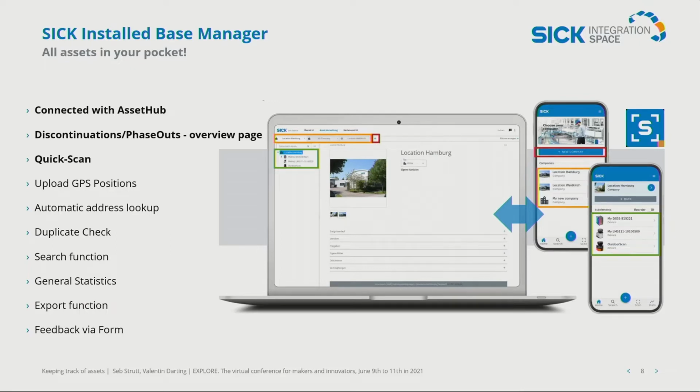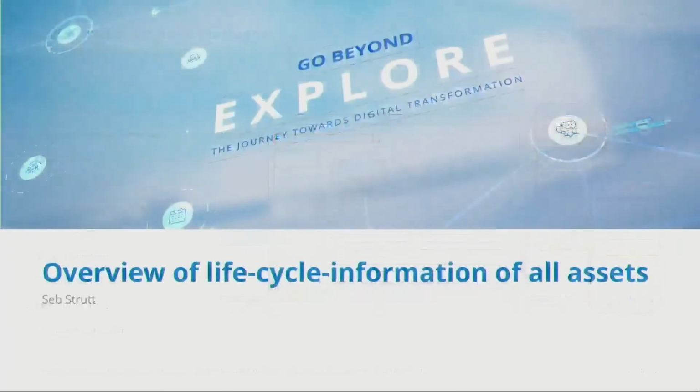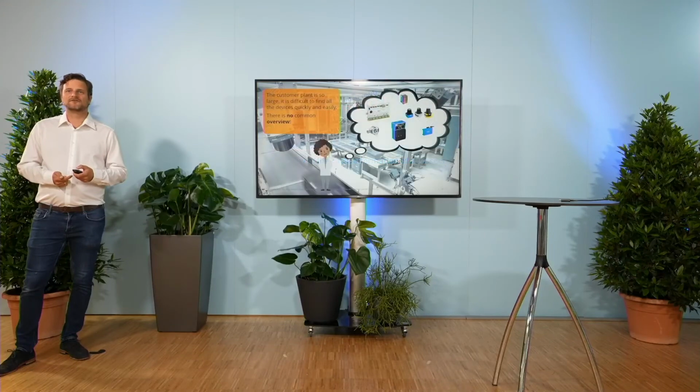So you are completely connected with the AssetHub, so everything is synced. You have an overview of your discontinuation or phase-outs of all your devices. And you have the quick scan functionality. This means you just scan the device in your company, in your airport, and then all the asset-related data gets created automatically in the SICK AssetHub. And how that all plays together in a specific use case, Seb Strutt, our product manager in United Kingdom, will show you. He will show you the live use case.